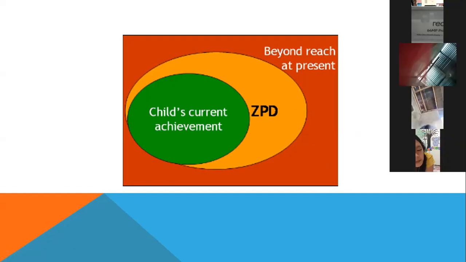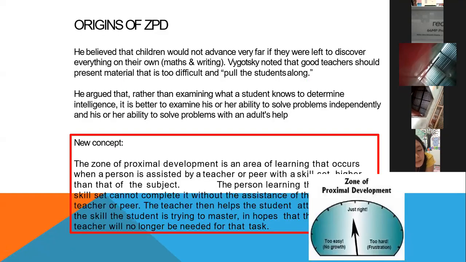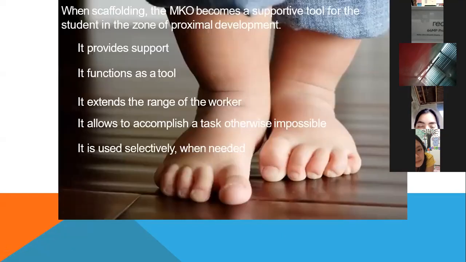So now, what do you do when you become a teacher? Will you be more involved or less involved? Less involved. Okay. When scaffolding, the MKO becomes a supportive tool for the student in the zone of proximal development.